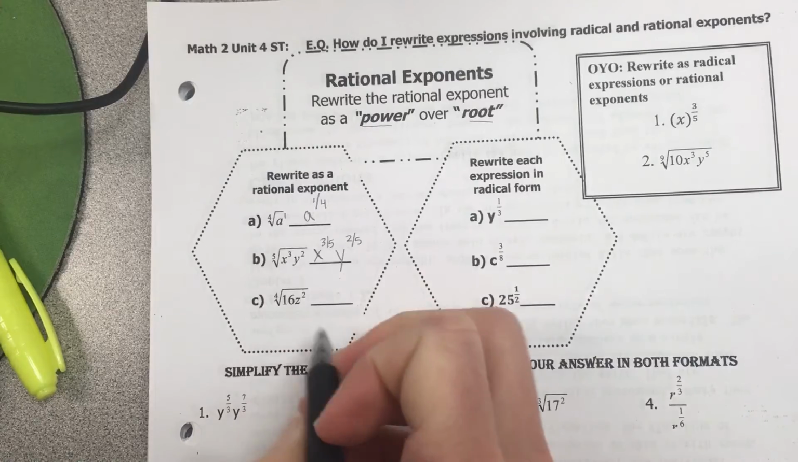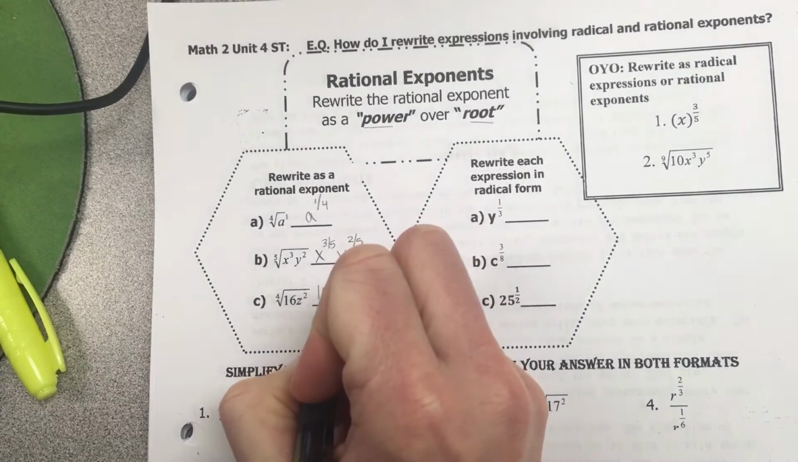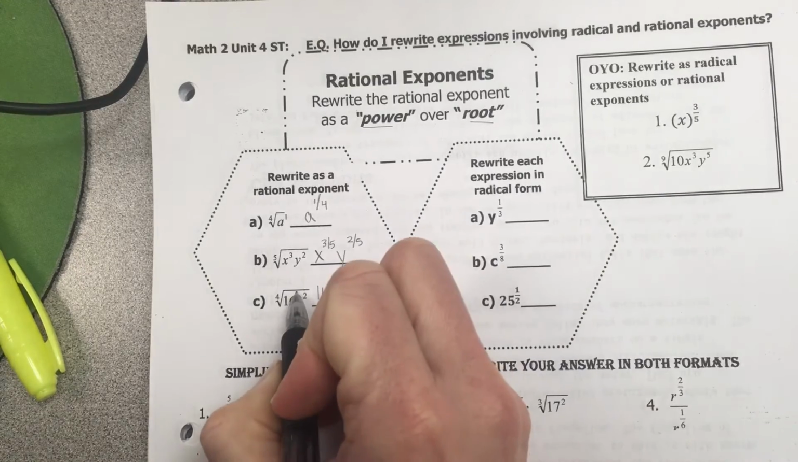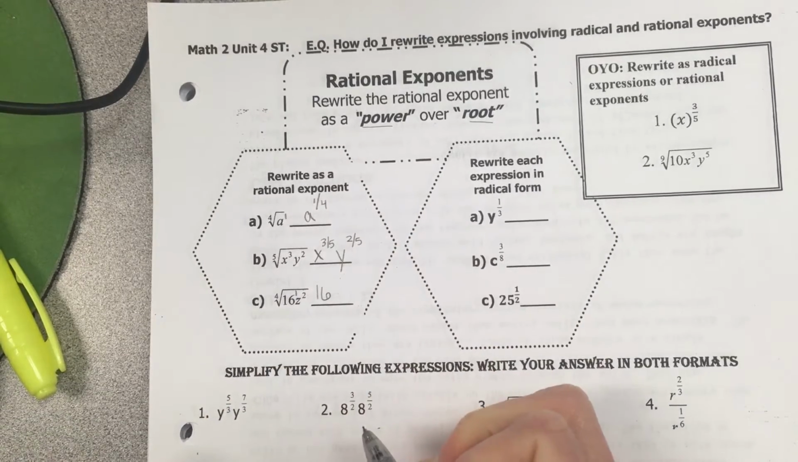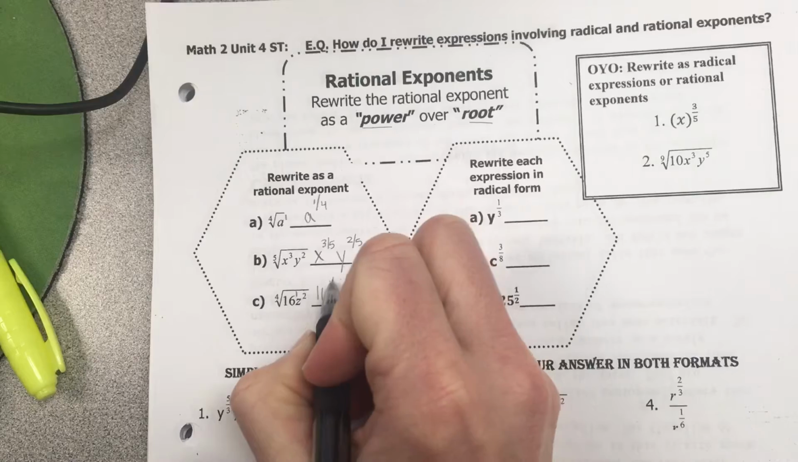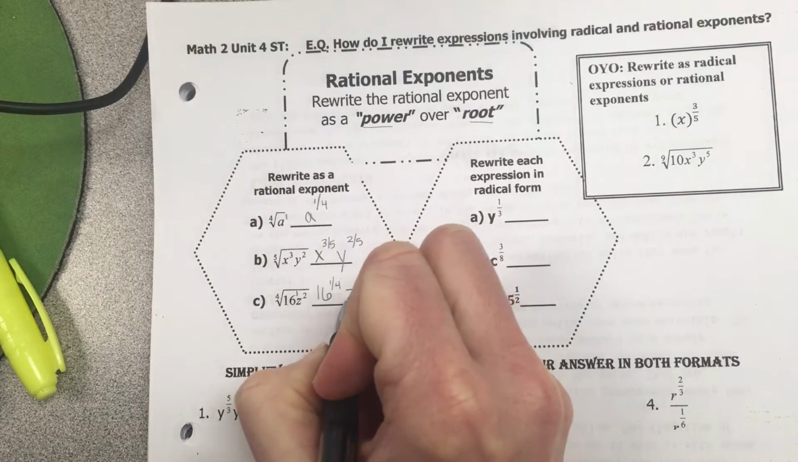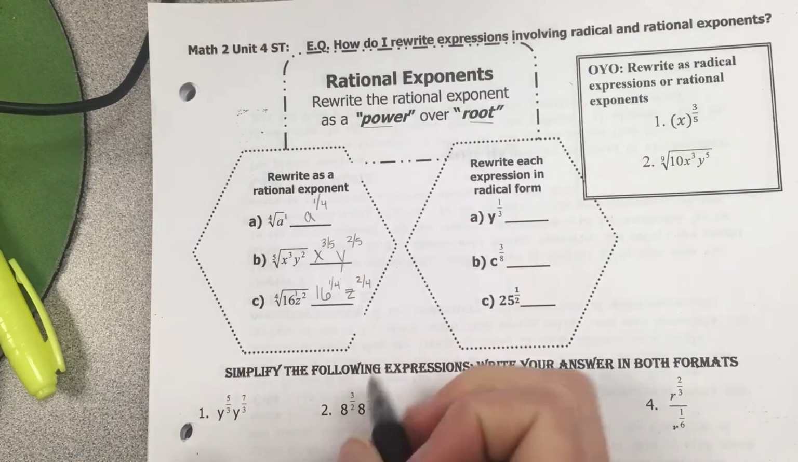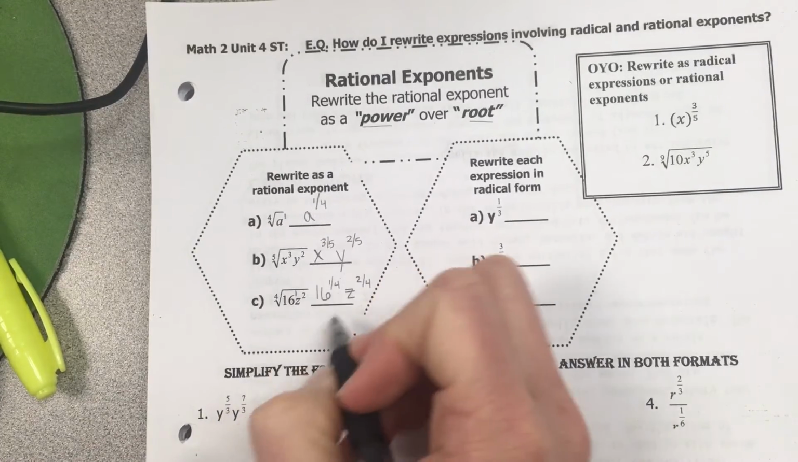Okay, down here, we're going to do 16. And remember, the square only goes with the z. 16 has an exponent of 1. So that's 1 over 4. And then z to the 2 over 4. If you can simplify that, you should.